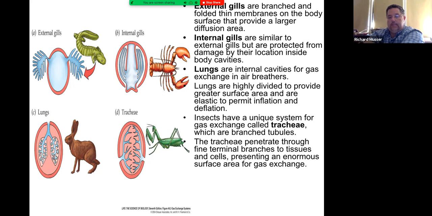Again, this is probably a system that's going to limit the size of the animal greatly, particularly in our current atmosphere. In more prehistoric atmospheres, you could have dragonflies about the size of a bird. But with our current atmosphere, that's not quite possible. Again, they don't breathe through their mouth. The only animals that breathe through their mouth are animals with internal lungs, for instance.